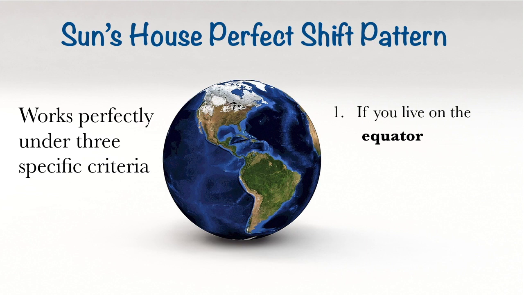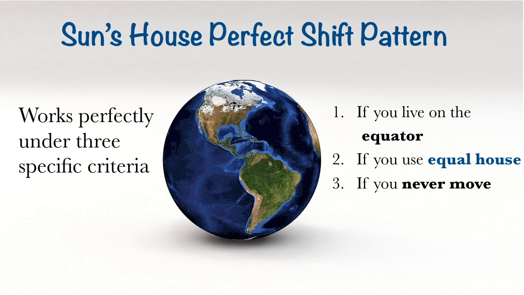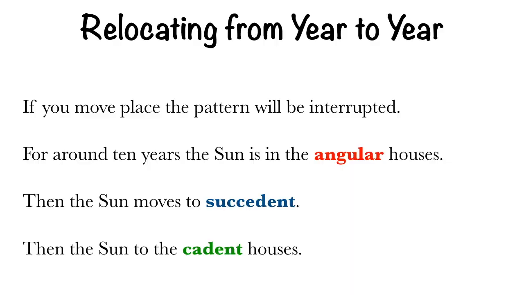The first is if you live on the equator, it will always do this. If you use the equal house system, which I actually don't, I use Placidus, but anyway, and if you never move house. So although there is a pattern, if you stay in the same place all your life, you will always have this pattern rotating through. It's just an interesting thing to note, and it doesn't really make much difference to the solar return itself, but there is a cycle going on within the solar returns year on year, created by the sun as it moves through the houses.